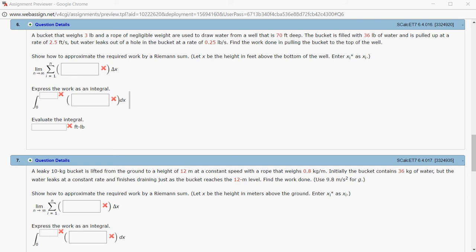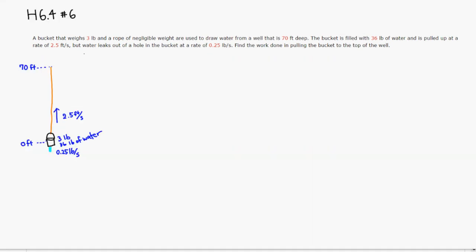Alright, let's look at homework 6.4, problem number 6. A bucket that weighs 3 pounds, so the bucket itself is 3 pounds, and a rope of negligible weight, so it's nice and thin, is used to draw water from a well that is 7 feet deep.